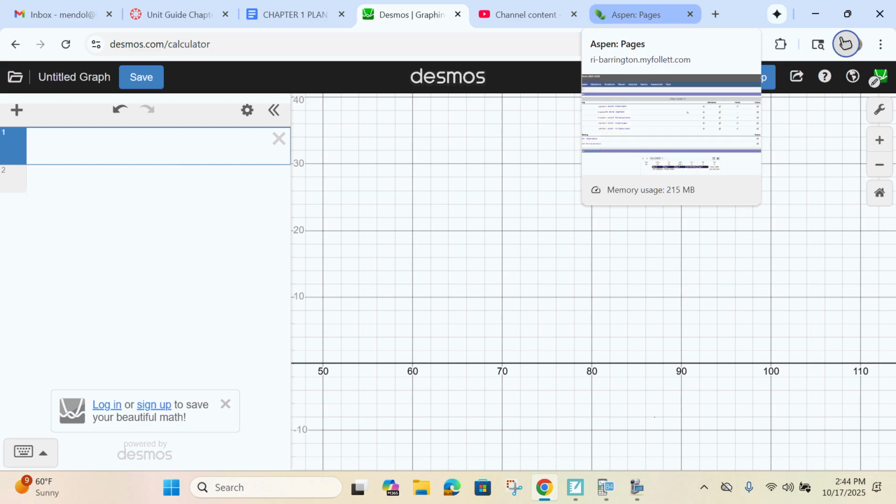Oh, that's what you did, downloading it from the Chromebook. So just try regular Desmos. Try regular Desmos and turn off your Wi-Fi.